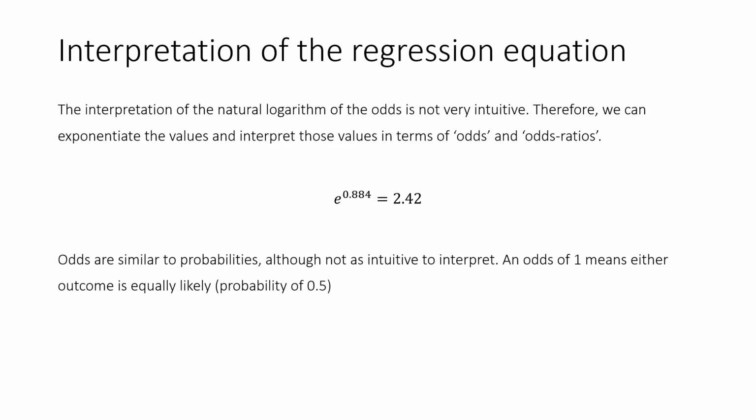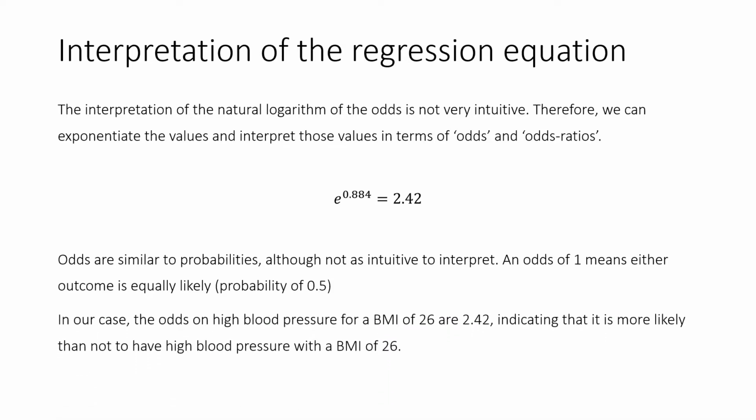Now, odds I won't get too deeply into, but they are similar to probabilities, although a little bit less intuitive to interpret than probabilities. But in principle, an odds of 1 means that either outcome is equally likely, so a probability of 0.5. In our case, what we found was that the odds for high blood pressure for somebody with a BMI of 26 is 2.42. So what that tells us is that it's much more likely than not for somebody with a BMI of 26 to have high blood pressure.